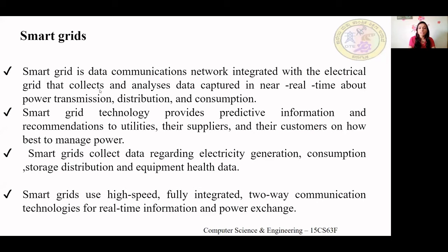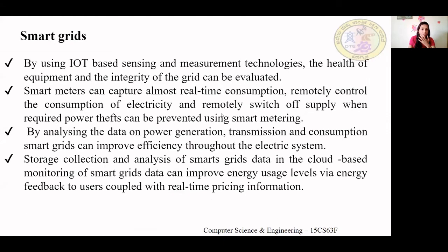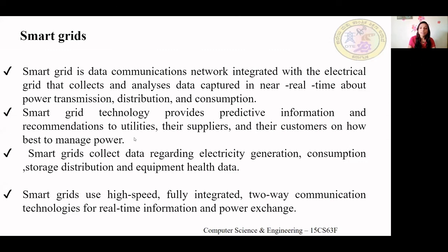And what will that data communication network do? It will collect and analyze data captured in near real time about power transmission, distribution, and consumption. So this network, which is integrated in your electric grid, will analyze and collect the data about how much power is transmitted, distributed, or consumed. It also provides predictive information and recommendations to utilities, their suppliers, and their customers. That is, it will tell you how best you can manage the power. Right now you don't know how much your fan or your bulb takes, or how to reduce the electricity bill. You will come to know, because it will track each device and tell you that at this time this much was utilized, so your bill is this much.